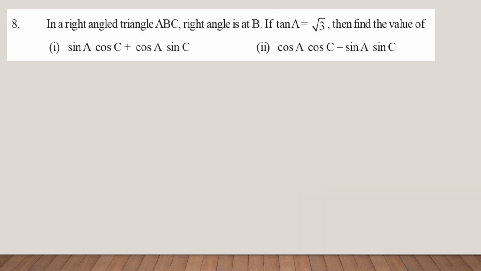So question number 8. Let us see this. In a right angle triangle ABC, the right angle is at B. Now observe this carefully. This is my right angle triangle.